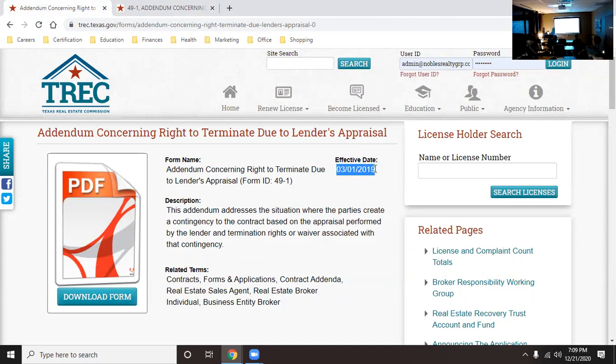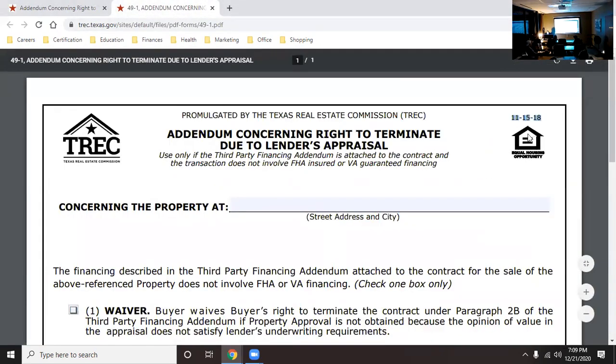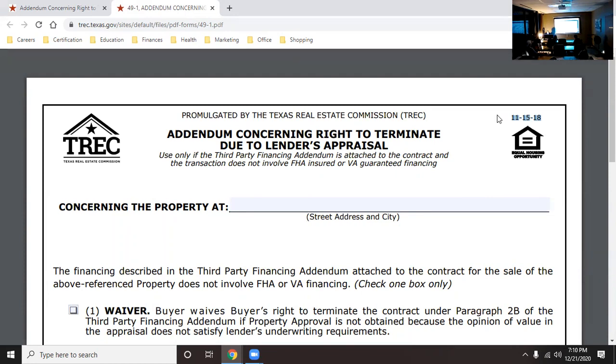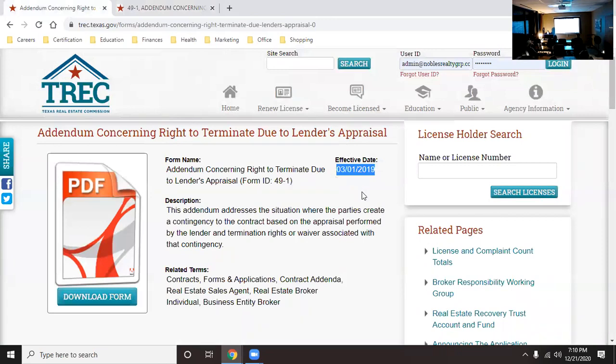There is a new form that is in effect. If you end up using this outdated form right here, you can be suspended or lose your license. Okay? Because you cannot utilize this or that form with this new effective date. Does that make sense now, Mr. Wyatt?